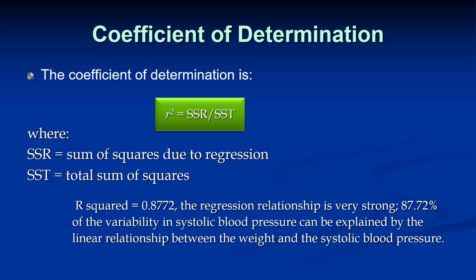So the formula is R squared is equal to the regression sum of squares divided by the total sum of squares. In the previous example, R squared is equal to 0.8772. It means the regression relationship is very strong. 87.72% of the variability in systolic blood pressure can be explained by the linear relationship between weight and systolic blood pressure.